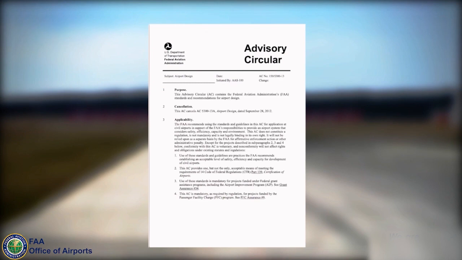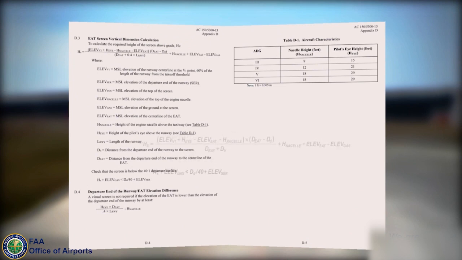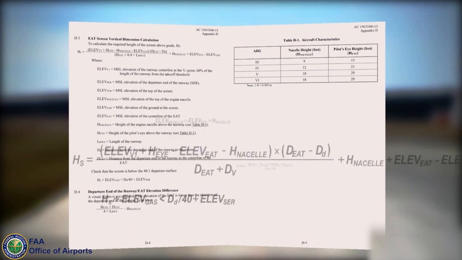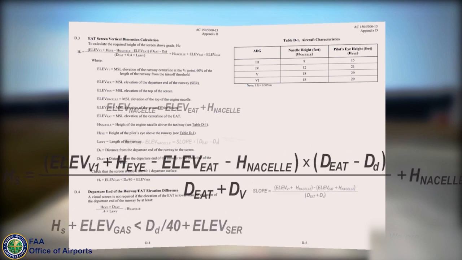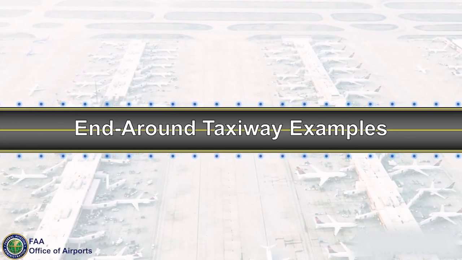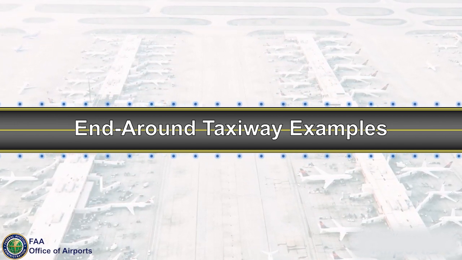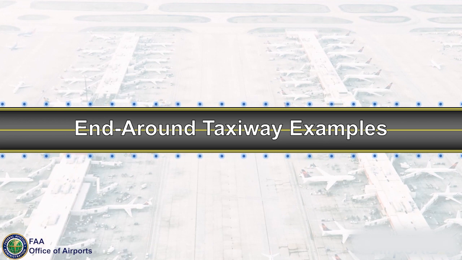Design EATs for local conditions. Refer to AC 150/5300-13 for detailed information regarding equations and calculations for EAT and visual screen design. In the following three real-world examples, the EATs may look different, but their designs use the same criteria explained in this video and the AC.